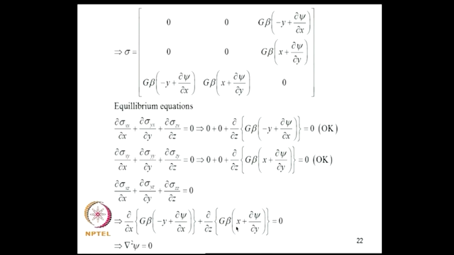Now, the terms that are zeros drop out, and we get the equation for psi as del square psi equal to 0. That means the function associated with warping must satisfy this Laplace equation for equilibrium to be satisfied.